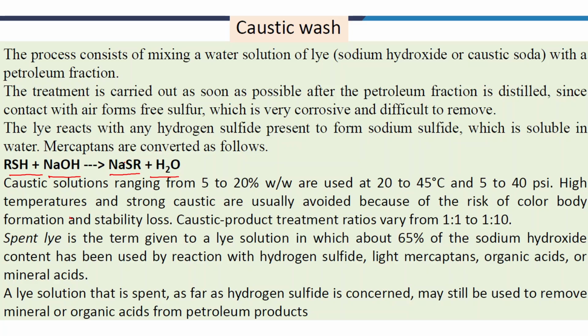So two layers form, and then we can separate them. Basically, a caustic solution in the range of 5 to 28% is used at a temperature of 20 to 45 degrees C and 5 to 40 psi pressure. High temperature and strong caustic are not used.